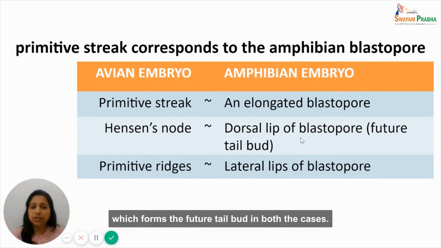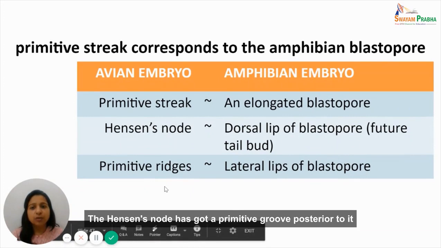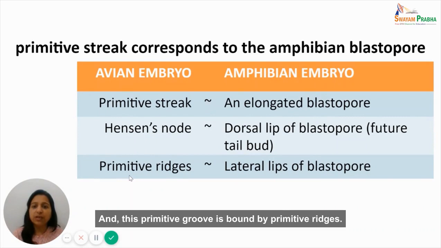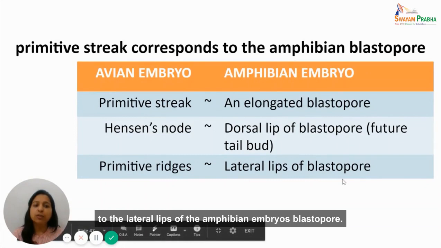The Hensen's node has got a primitive groove posterior to it, which runs all through the primitive streak. And this primitive groove is bound by primitive ridges. These primitive ridges are considered equivalent to the lateral lips of the amphibian embryo's blastopore.